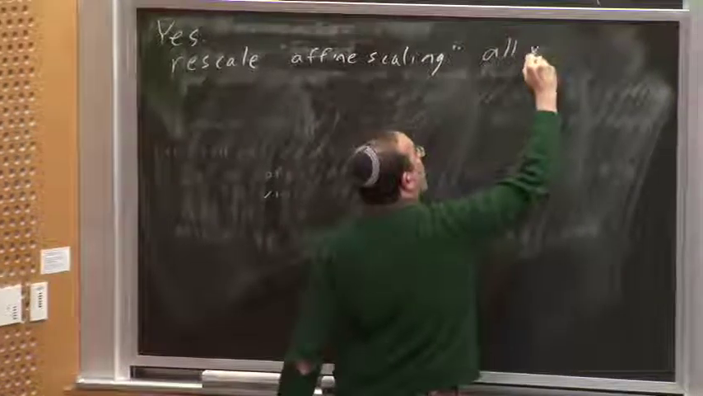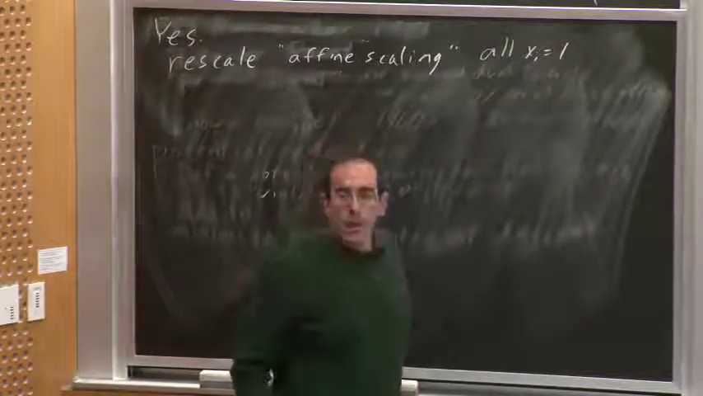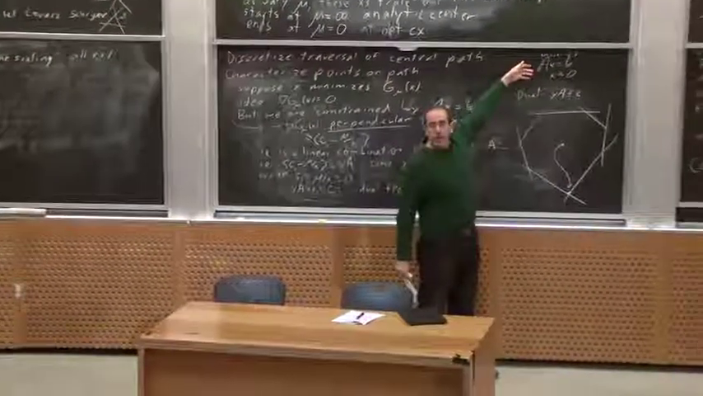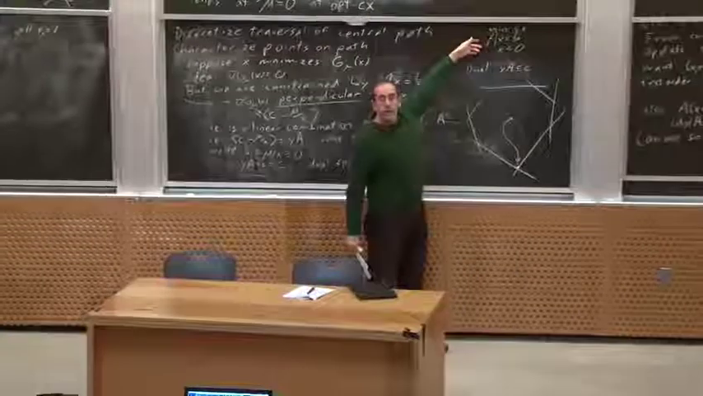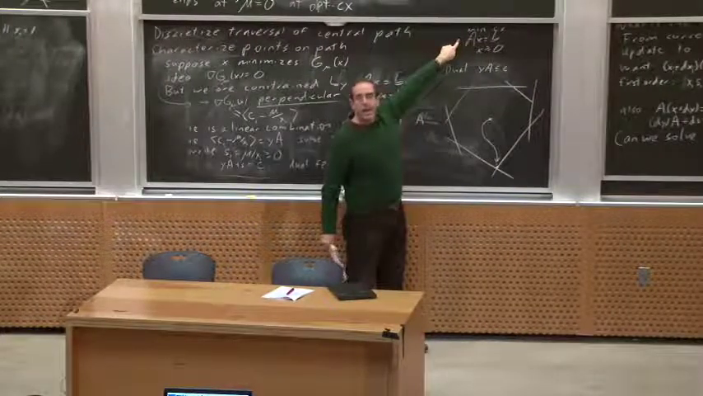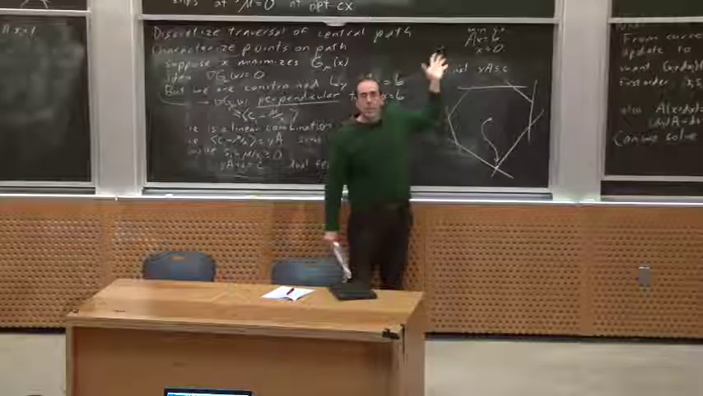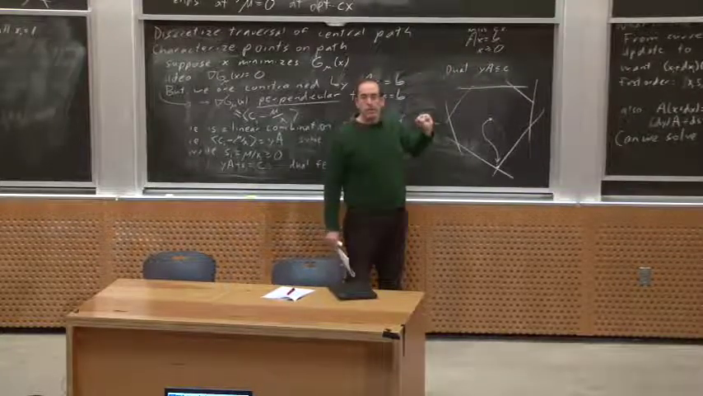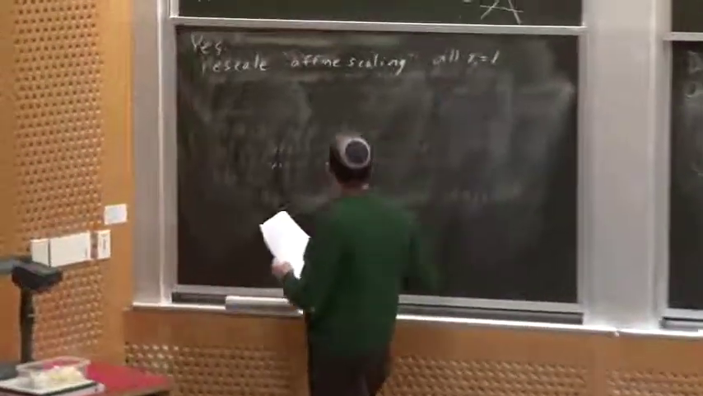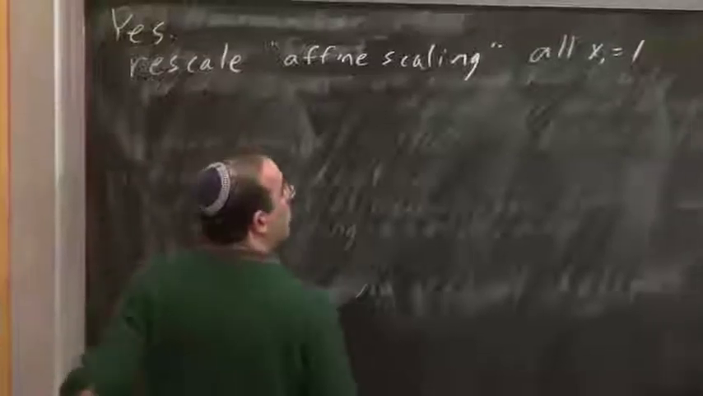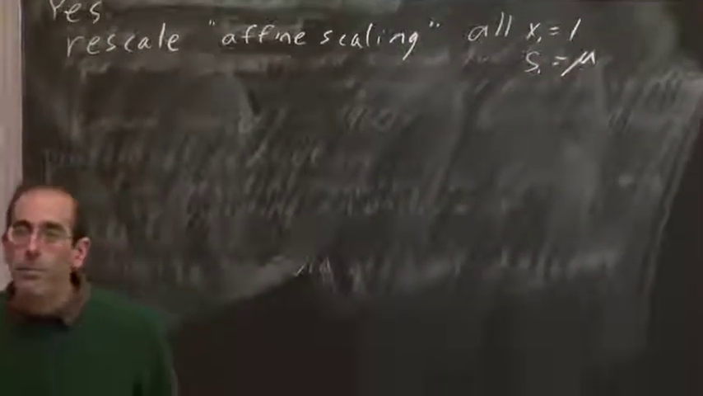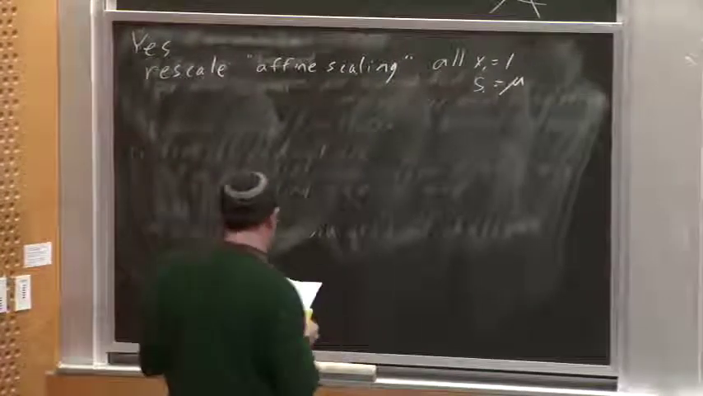I'm going to set all of the xi to be equal to 1. Can I do that? Well, that's just a change of coordinates, right? I have this linear program, ax equals b, x greater than or equal to 0. If I scale up the x's and scale down the A matrix by the same amount, then I end up with the same linear program, right? So I can assume without loss of generality that my current solution has all the x's equal to 1. That, of course, means that all of the si's are going to be equal to mu, because we're on this mu point of the central path.